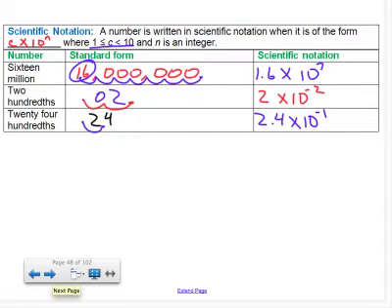So when you're looking at scientific notation, if your exponent is positive, like the first one, that means you would take your decimal and move it to the right. If the exponent is negative, that means move it to the left.